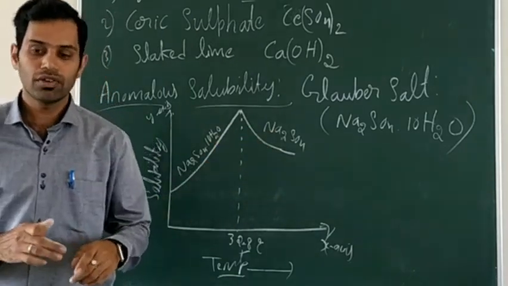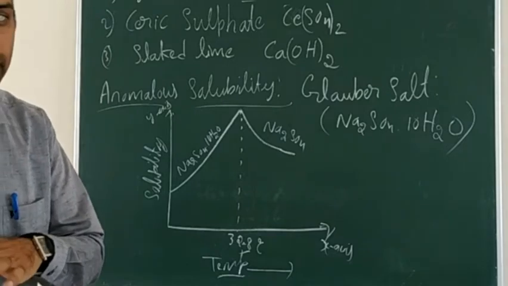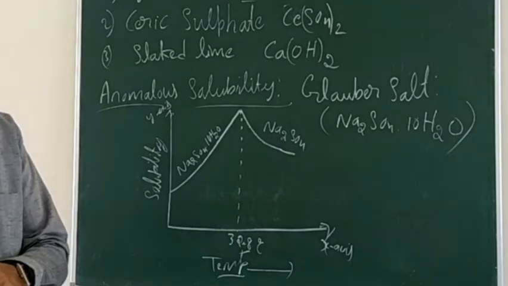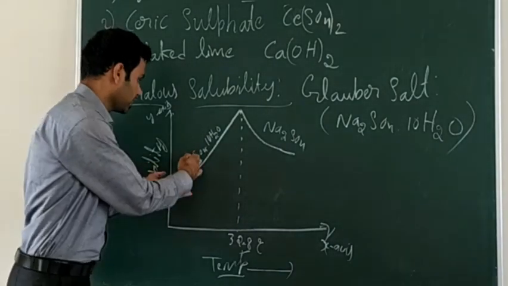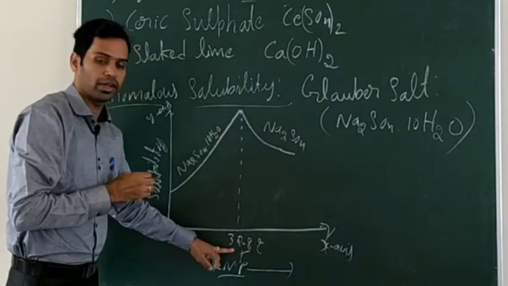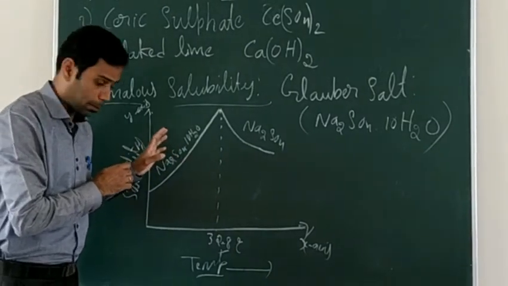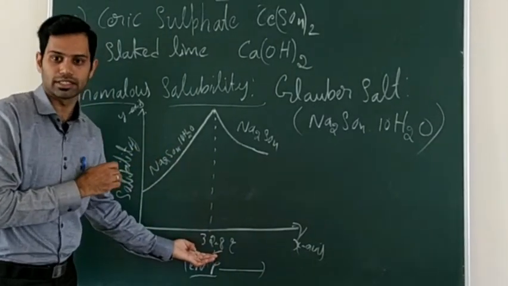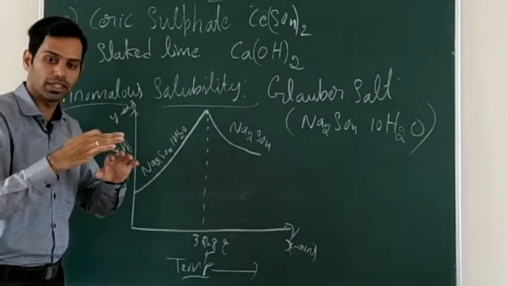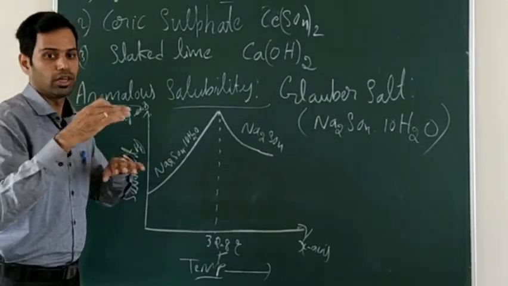What is the reason? First their solubility increases, then suddenly after reaching the temperature 32.8 degrees Celsius, it decreases. Why? What is the reason? Because it is hydrated. Till 32.8 degrees Celsius, it contains the water. Once the temperature reaches 32.8 degrees Celsius, the water gets removed from the compound, from the sodium sulfate.